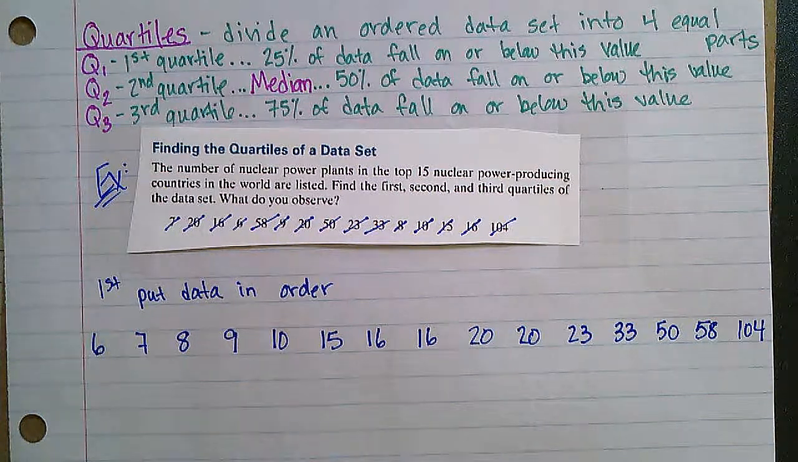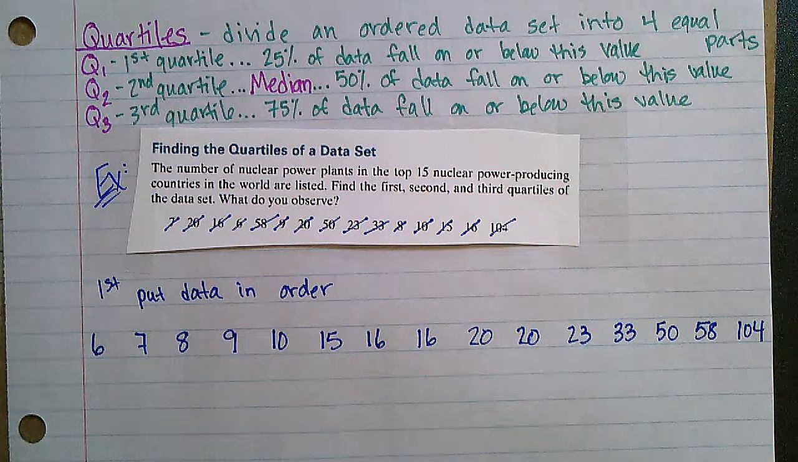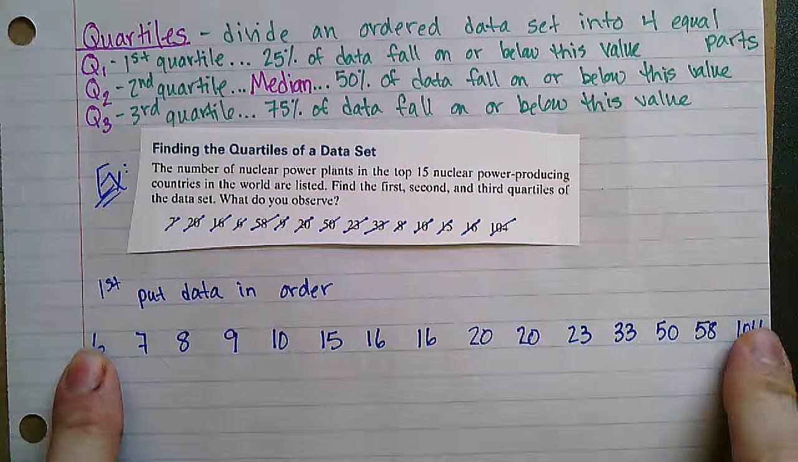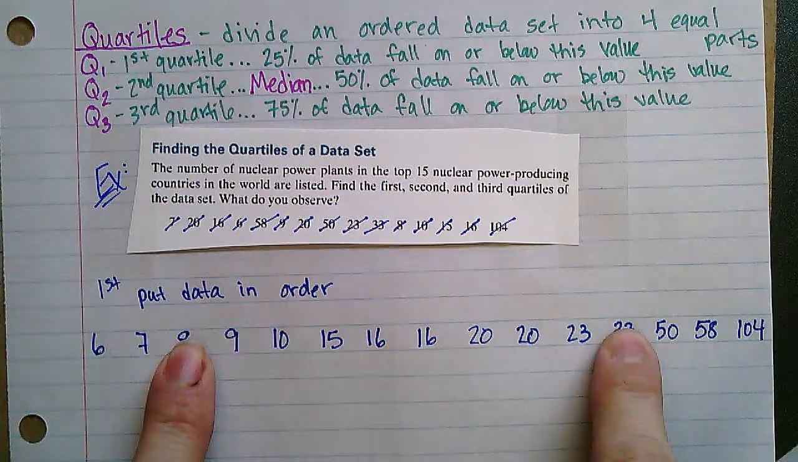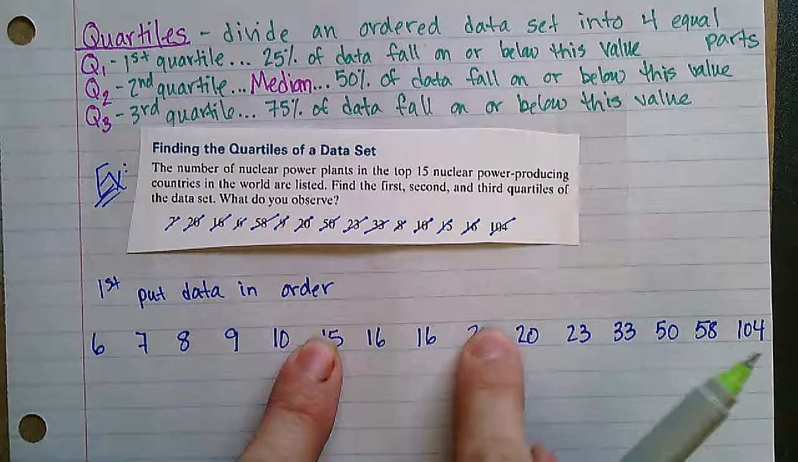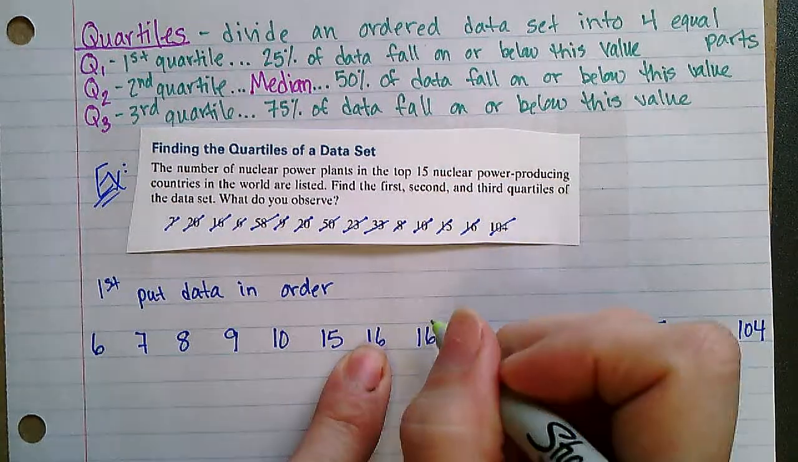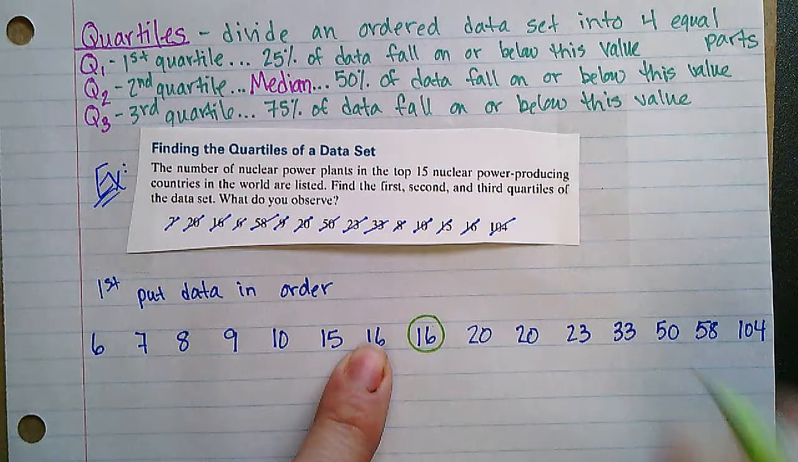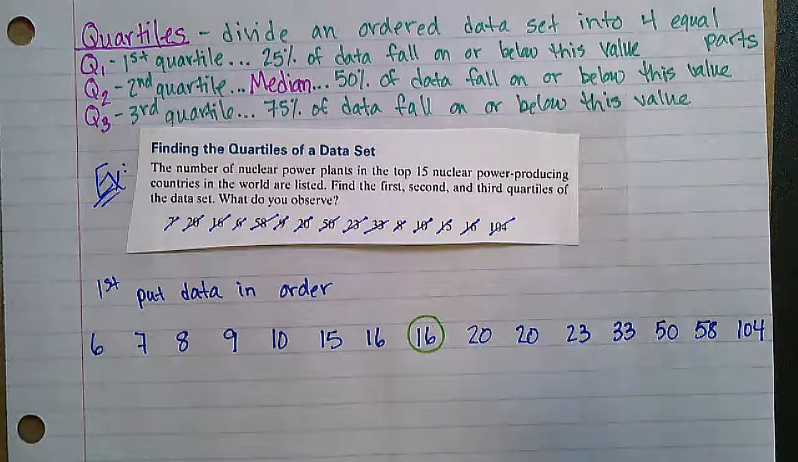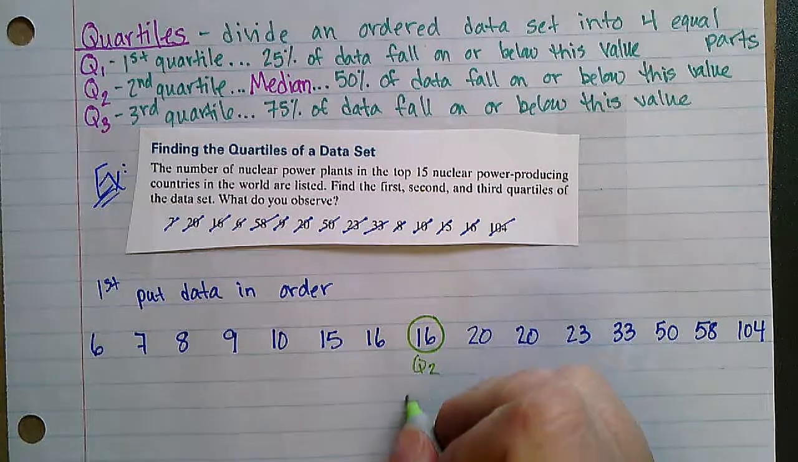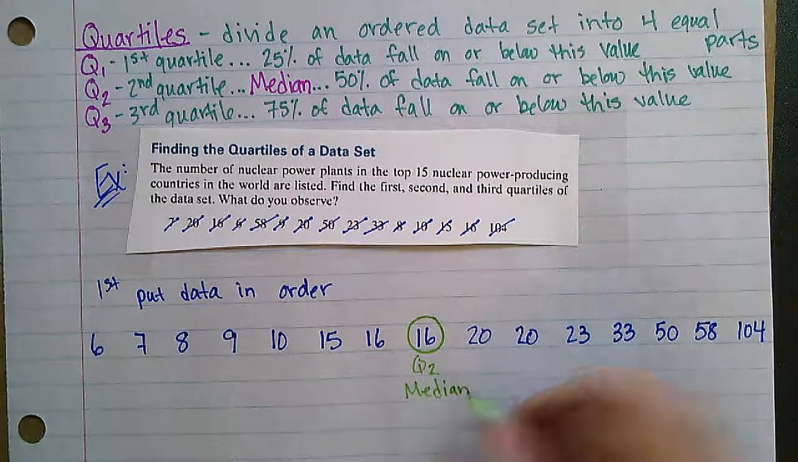Then to figure out where the quartiles are, we're going to start by finding the median. So the median, remember, is when half of the data is below and half of the data is above. So once your data is in order, you can just count in to the middle, making sure that half is above and half is below. So this right here, that middle data value would be the median, or Q2.